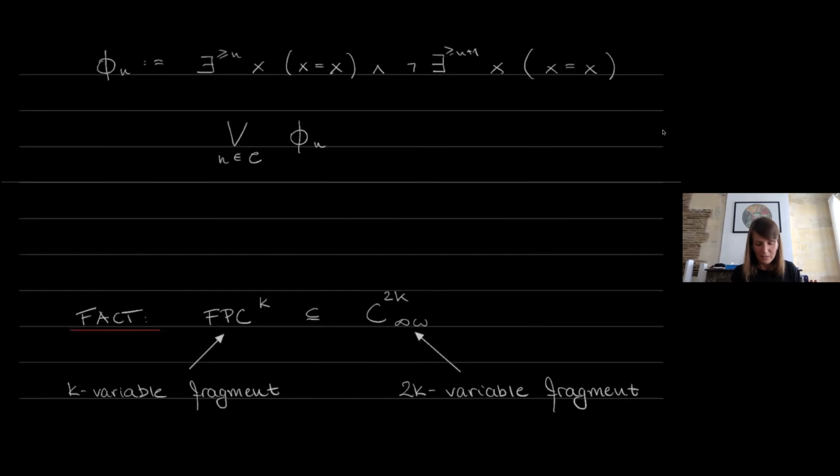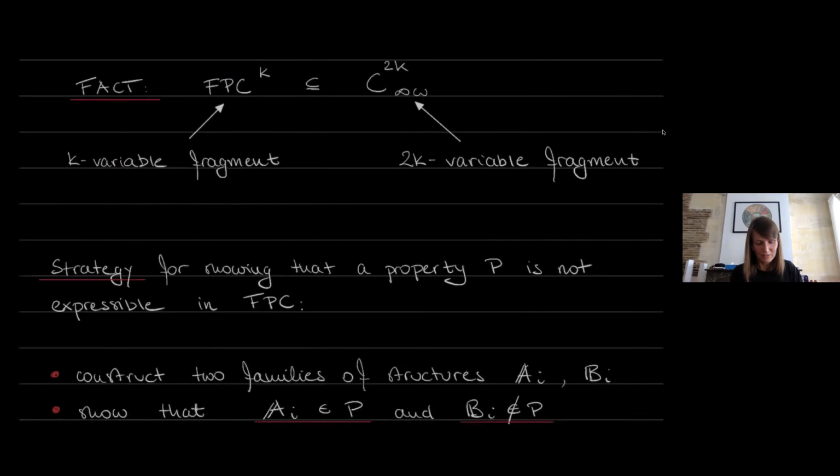It can be shown that if you have a formula of fixed point logic with counting with k variables, then there exists an equivalent formula of this infinitary counting logic which uses 2k variables. So anything that you can express in fixed point logic with counting, you can also express in this infinitary counting logic. And it turns out that the easiest way of showing inexpressibility in fixed point logic with counting is to show that some property is not expressible in this infinitary counting logic, which is actually much more powerful. Okay, so this is the strategy.